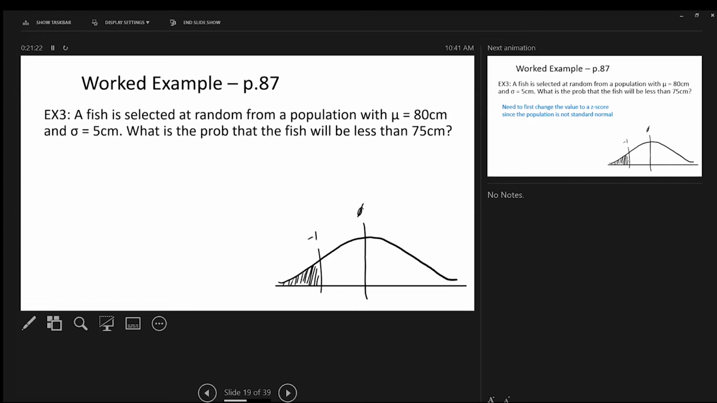For example 3, a fish is selected at random from a population with a mean of 80 centimeters and a standard deviation sigma of 5 centimeters. What's the probability that the fish will be less than 75 centimeters? So our population isn't already in a standard normal distribution. That means that we need to translate these numbers from the actual population into a standard normal distribution, into z-scores. We need to calculate our z-score.